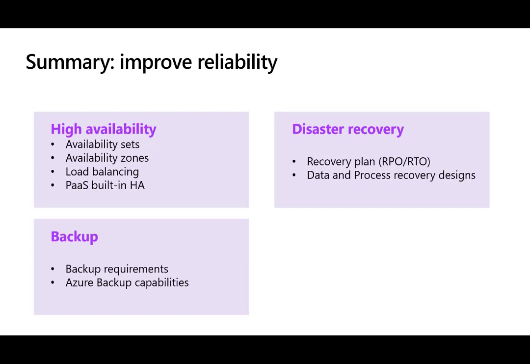We also looked at the different load balancing services such as Azure Traffic Manager, Azure Application Gateway, and Azure Load Balancer to distribute load across available systems. PaaS services, on the other hand, have HA already built in, so leverage these services in your architecture whenever possible. Then we also looked at disaster recovery, regarding how to define your RPO and RTO of your application and how to design data as well as process recovery.